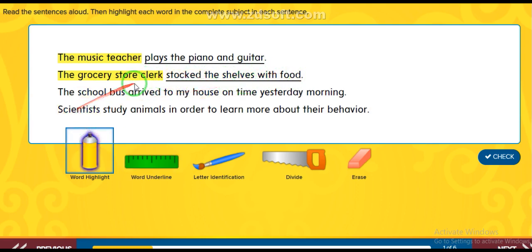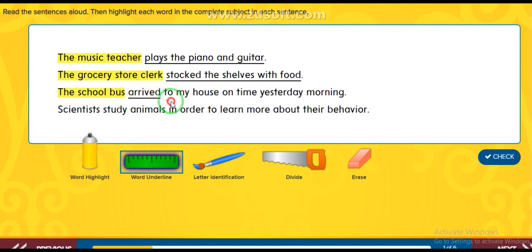Okay, the school bus arrived to my house on time yesterday morning. Okay, about whom am I talking? Where's the naming part? Am I talking about the house? No, I'm talking about the school bus. Who arrived? The school bus. So I'm talking about the school bus. School bus is the complete subject. What did the school bus do? Where's the complete predicate? The school bus arrived. Arrived is the verb. Start from the verb till the end. All of this is the complete predicate.